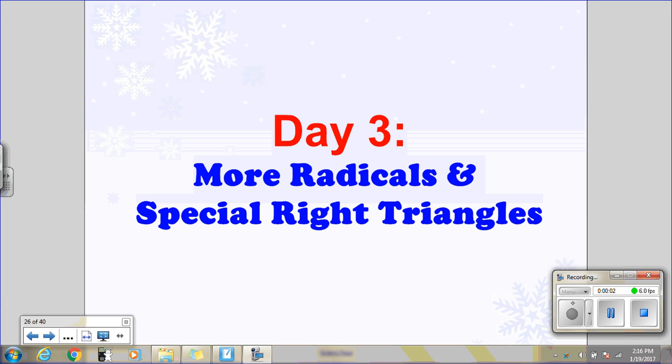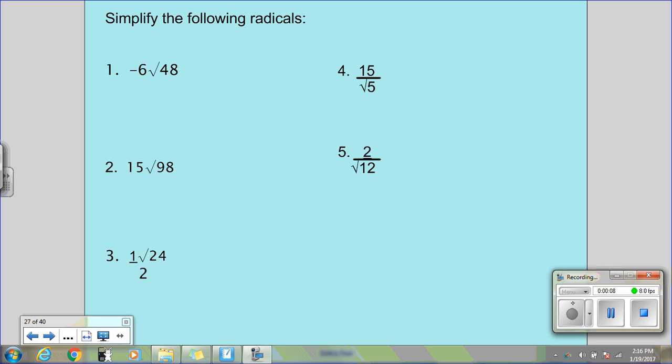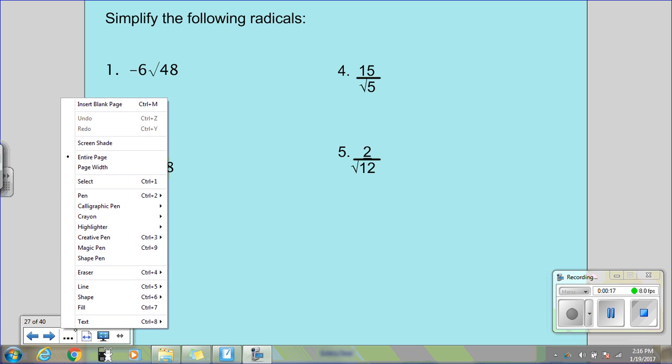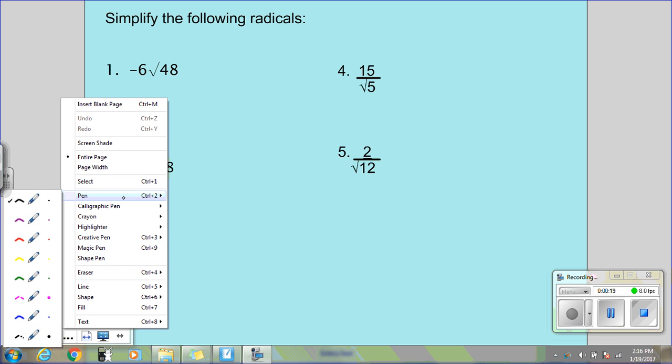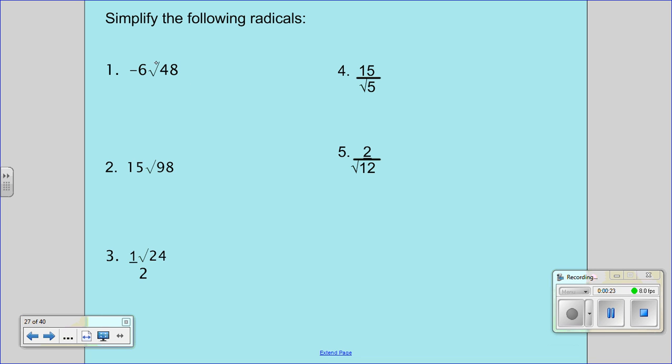Unit 8, Day 3. Today we'll talk about more radicals and special right triangles. So, again, we're practicing simplifying radicals. I will demonstrate how to do number 1 with you. Even though we talked about it last class, it's kind of different because there's a -6 out in front, but that is perfectly fine. It's going to stay there.